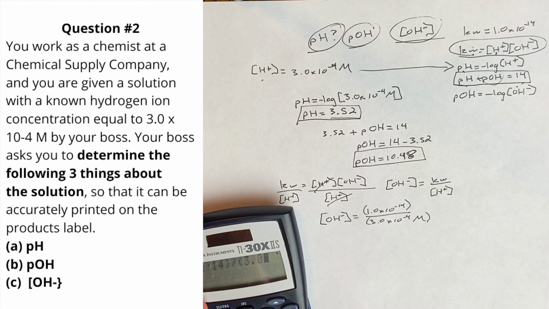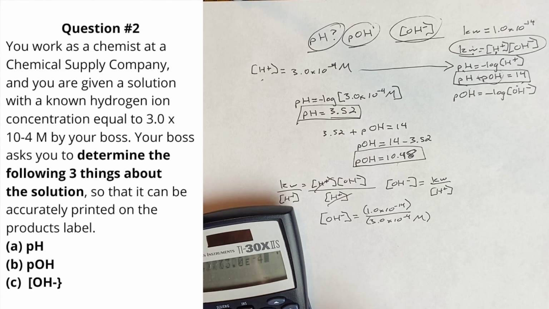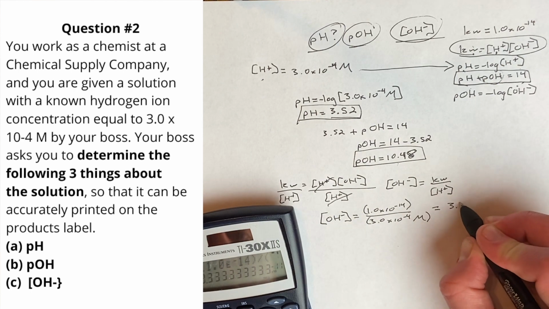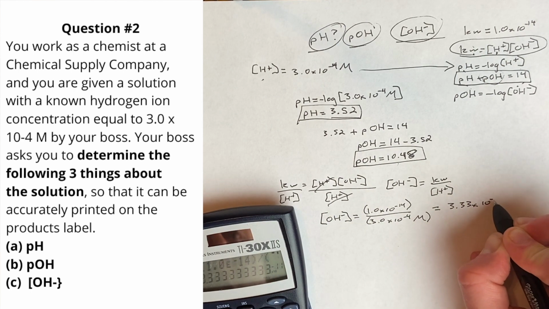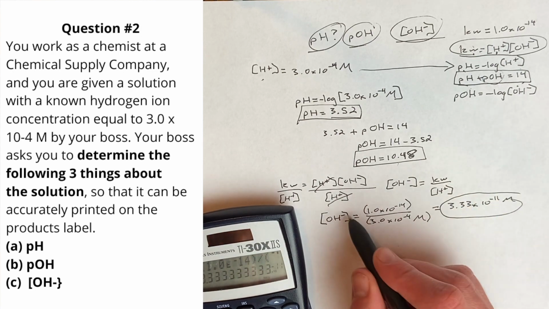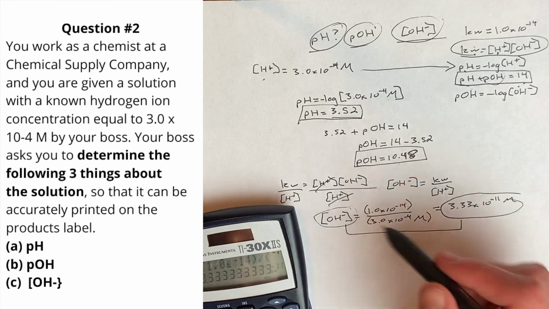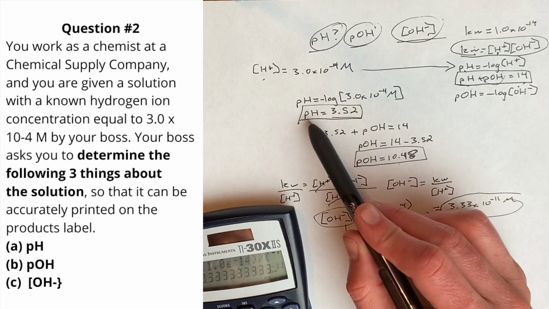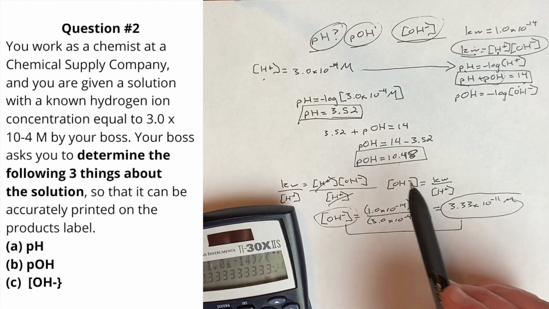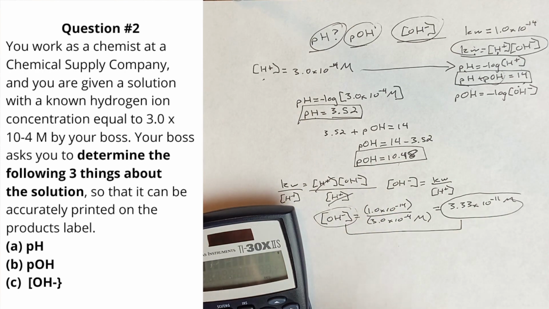All right. Plug that in. We get a value of 3.33 times 10 to the negative 11 molar. So that is our hydroxide ion concentration. We solve for the pH, the power of hydrogen, and we solve for the power of hydroxide. And of course, those are inversely proportional.